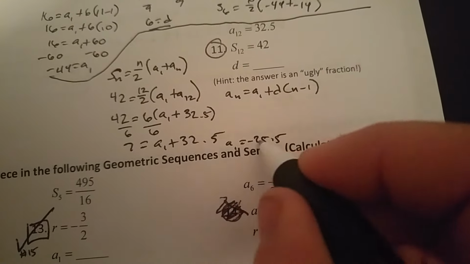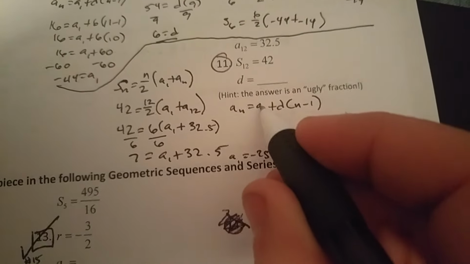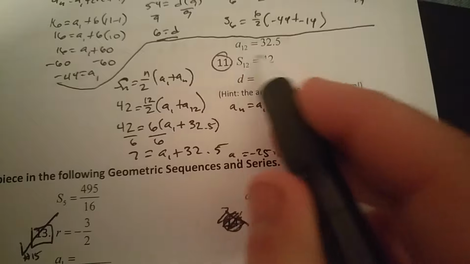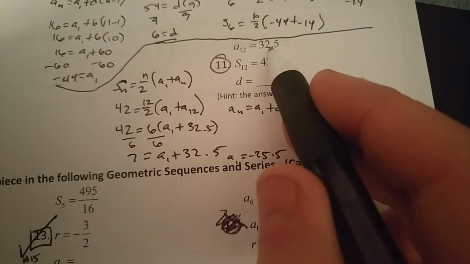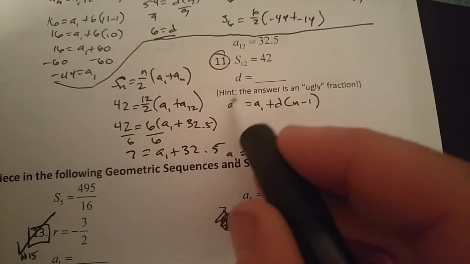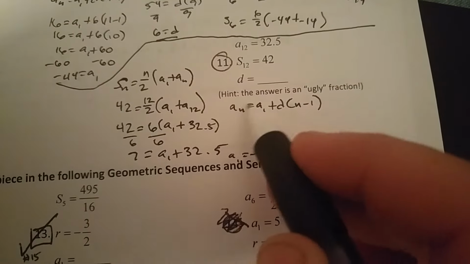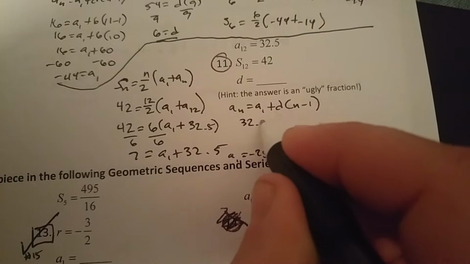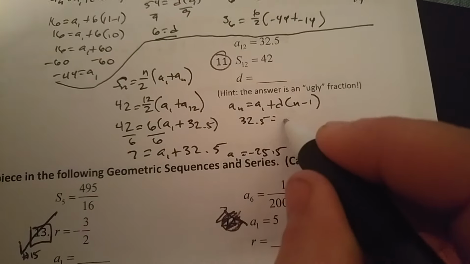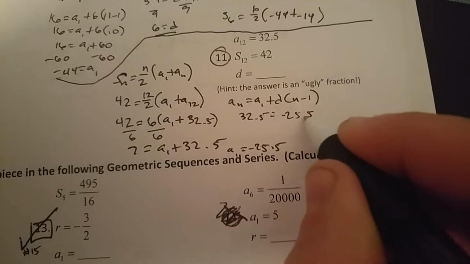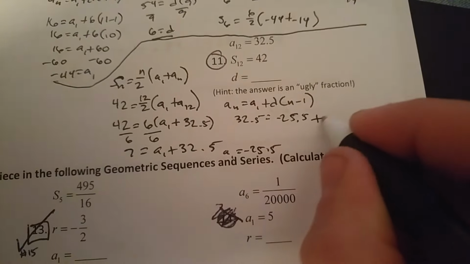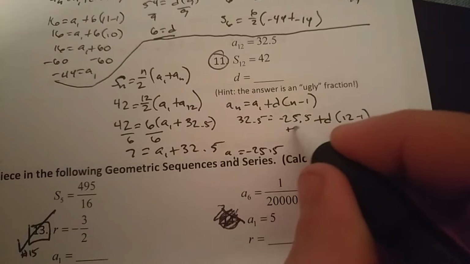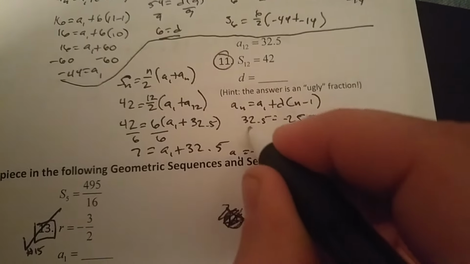Okay, so I'm going to use this, and I'm going to put that in here. And I also need an A sub n and an n. Well, no problem. I have one right here that I can use. So 32.5 is what's going to go in for A sub n, and 12 is what's going to go in over here for n. So I'm going to put 32.5 equals negative 25.5, what I just found for A sub 1, plus D times 12 minus 1. So I need to add 25.5.